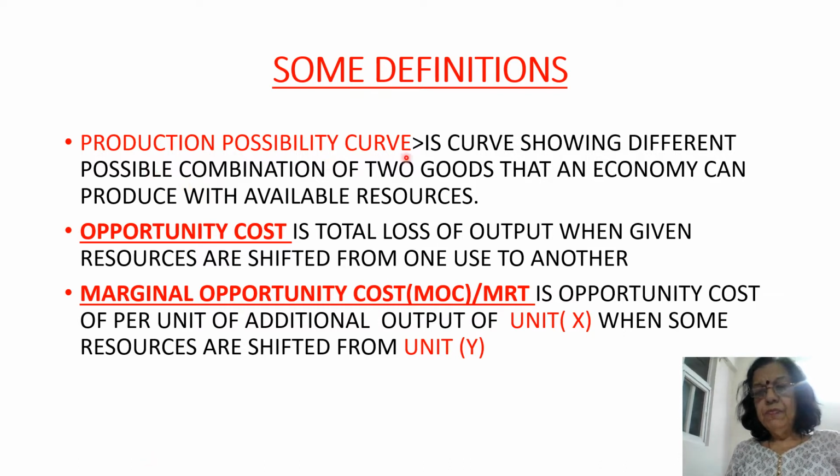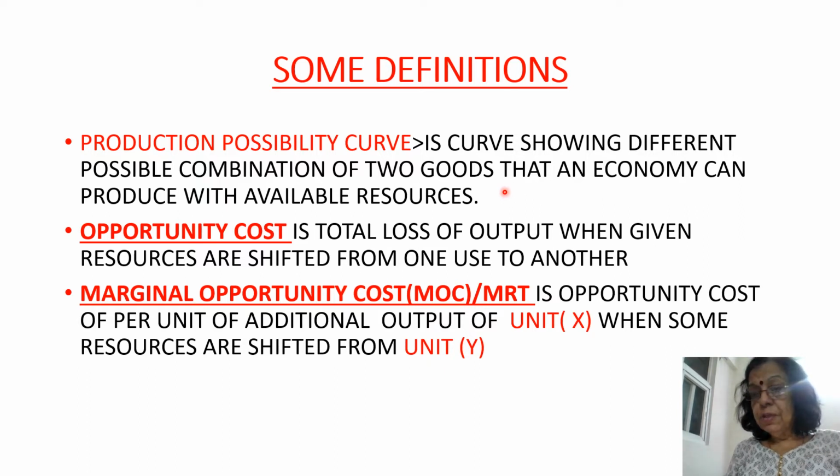Production possibility curve is a curve showing different possible combinations of two goods that an economy can produce with available resources. We assume that the economy is using all its resources and technology is constant. So this curve shows the different combinations of goods that an economy can produce with given resources. For example, if it is producing say wheat and guns, then it will show different combinations of wheat and guns that an economy can produce, because resources are limited.